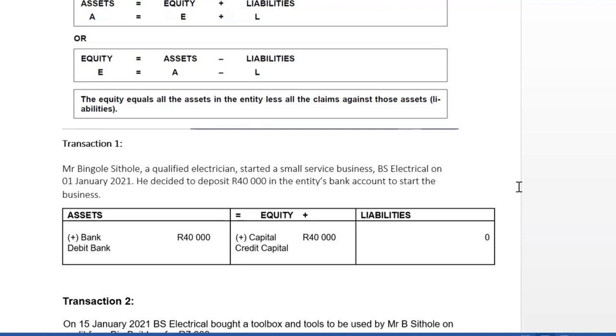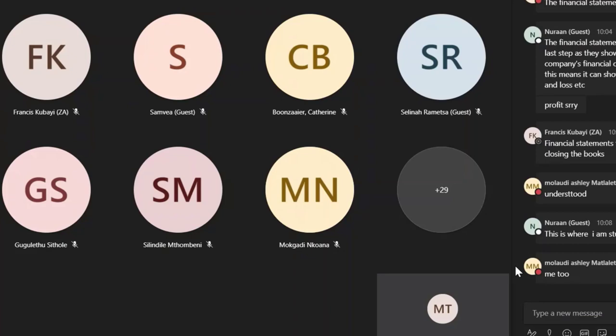So at the moment, let's apply that. Bank is an asset. So asset is what? Asset is increasing. You plus bank 40,000. And what is capital? Capital is equity. Equity is increasing, so because it's increasing, it's plus capital 40,000. Any question on the first one, on the first entry we've done on the accounting equation?